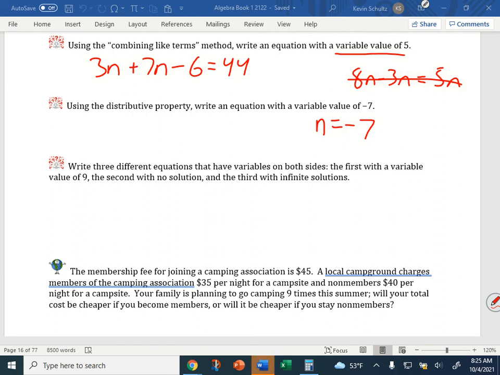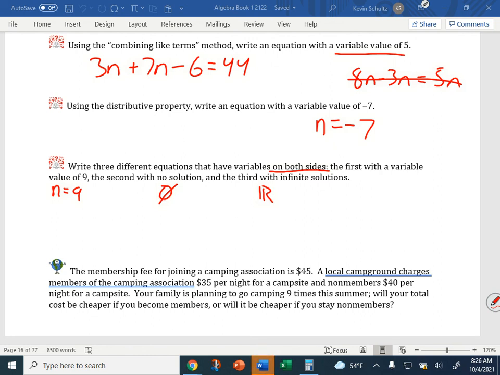Then, folks, hold on. The next one. Write 3 different equations that have variables on both sides. The first with a variable value of 9, so n equals 9 when I solve it. The second with no solution. And the third with infinite solutions, or all real solutions, or that symbol there. So 3 equations are needed for that one. One of them has 1 solution, with it being 9. The second, no solution. The third with all solutions.